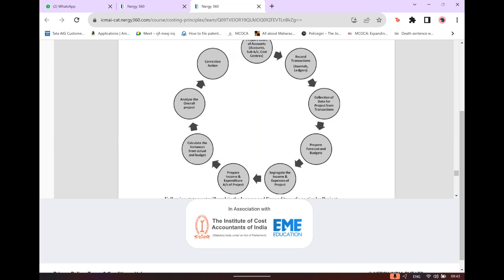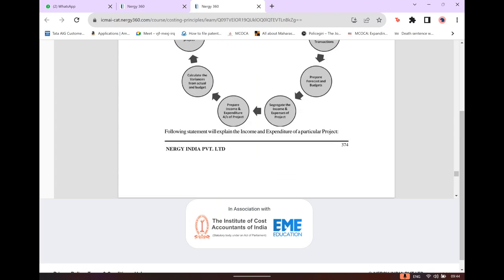Then you calculate the variance from the budget. So you have the actual, and you know what is the budgeted also. You do a variance analysis, whether it is an adverse variance or a favorable variance. In case of adverse variances, you analyze the overall impact on the project, and you try to take corrective action. Wherever there's adverse variance, you see what has gone wrong because of which you are not able to achieve the budgeted figure, you have exceeded. So you try to take corrective action.